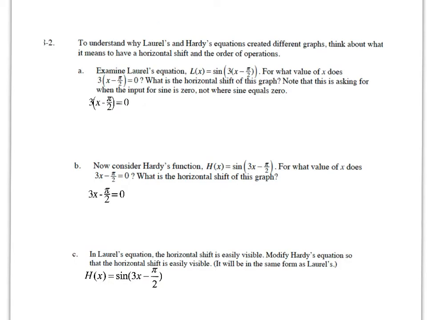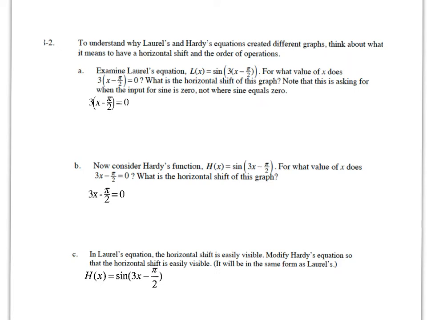So now on this page, we're going to take another approach to why this is. To understand why Laurel and Hardy's equations create different graphs, think about what it means to have a horizontal shift and the order of operations. So examine Laurel's equation: the sine of 3 times (x minus pi over 2).